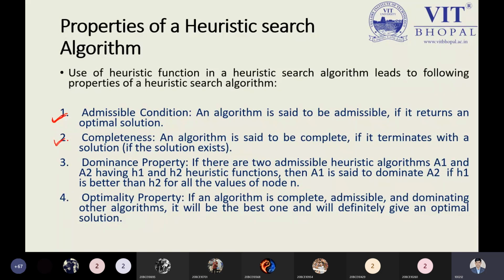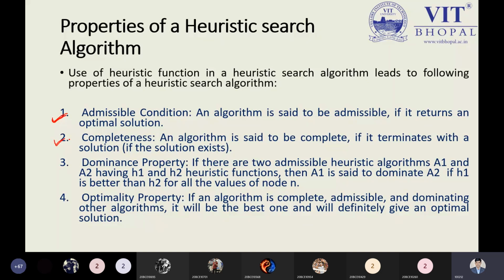Completeness. An algorithm is said to be complete if it terminates with the solution. Suppose I'm applying an algorithm to my problem, and after many tries with the same algorithm, I'm not able to get my solution. I'm stuck in a bad condition, and my solution is not complete. So if you are solving any problem and you are getting the proper solution, then you can say to the judge or the panel that you are getting the solution in completeness. So this is my property.